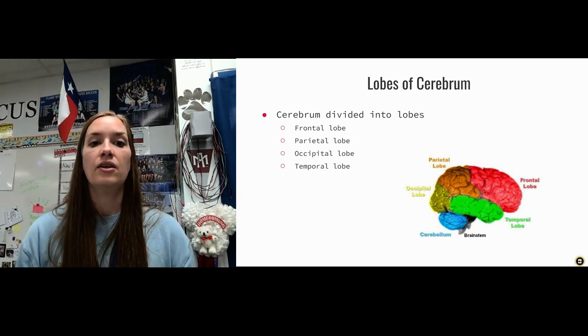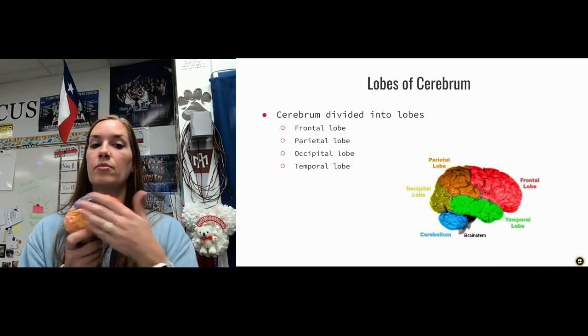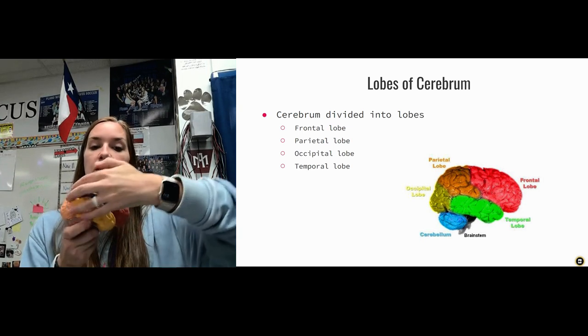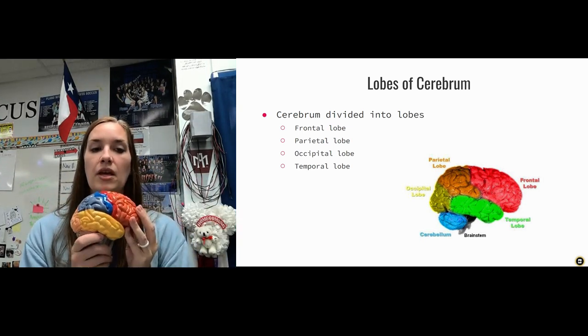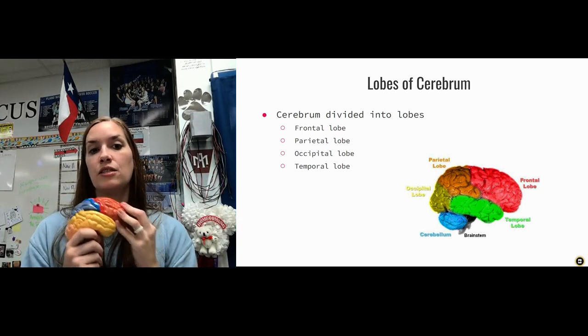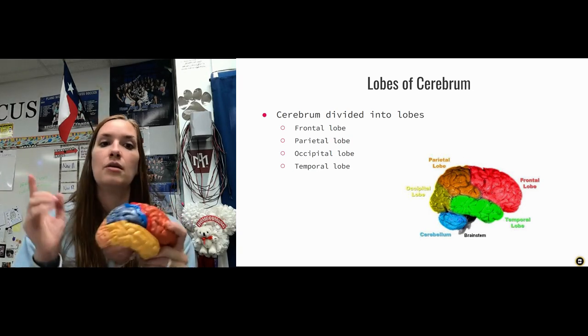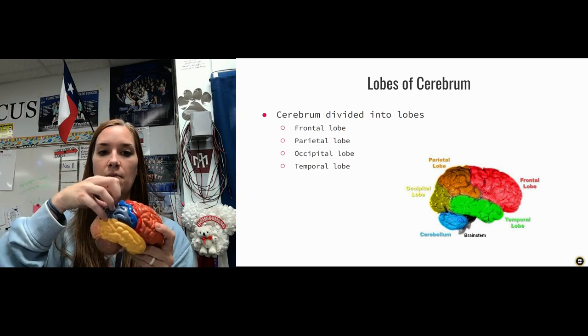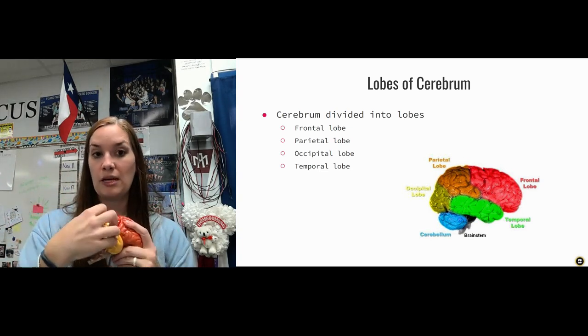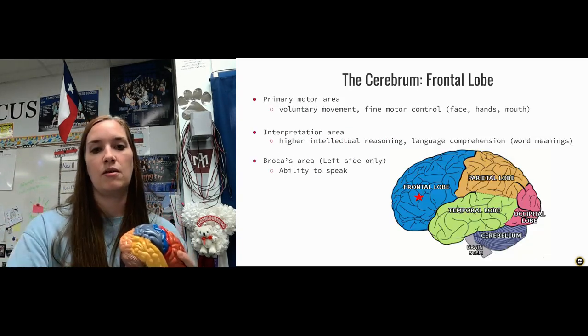Okay, looking now at the cerebrum more specifically. Remember, the cerebrum is this whole top region. So the cerebrum itself is divided into lobes, which you might have heard of. So we have the frontal lobe at the front, the parietal lobe at the top here, the temporal lobe by your temples, and then the occipital lobe at the back.